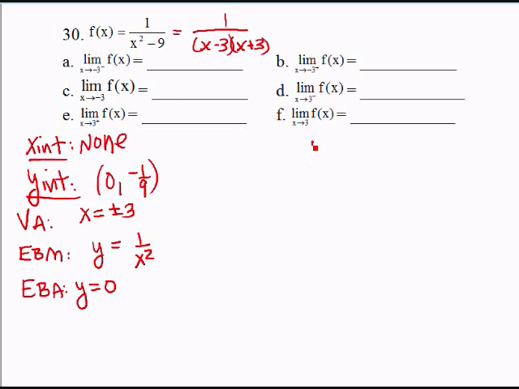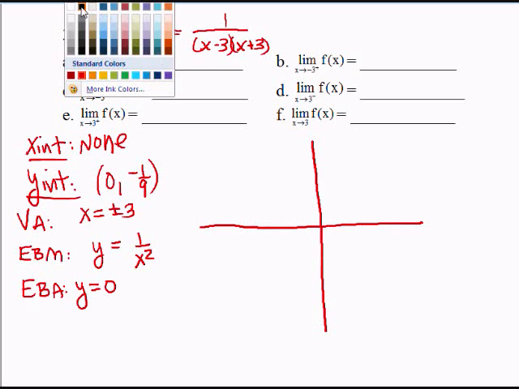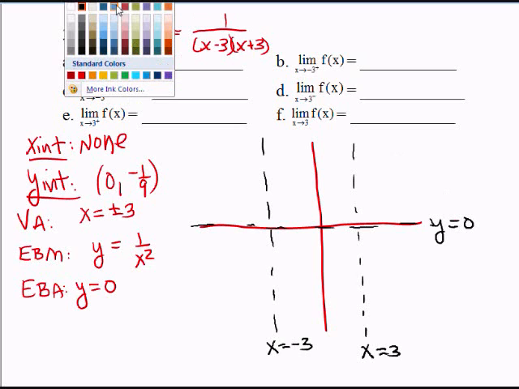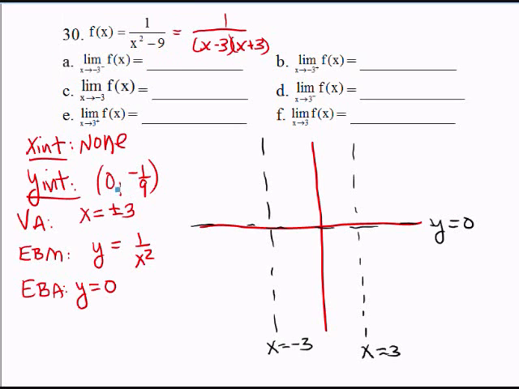So unlike the previous graph, I'm going to do some different colors because there's a lot more going on in this picture here. So I will choose a different color for the asymptotes. My asymptotes are at plus or minus 3, almost symmetrical. My horizontal asymptote is along the x-axis, y equals 0. And a different color for the function itself. The only critical function value we have is the y-intercept, which is 0, negative 1/9, which is down here.